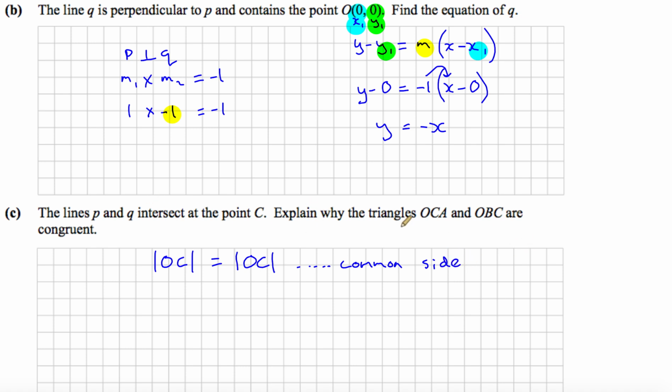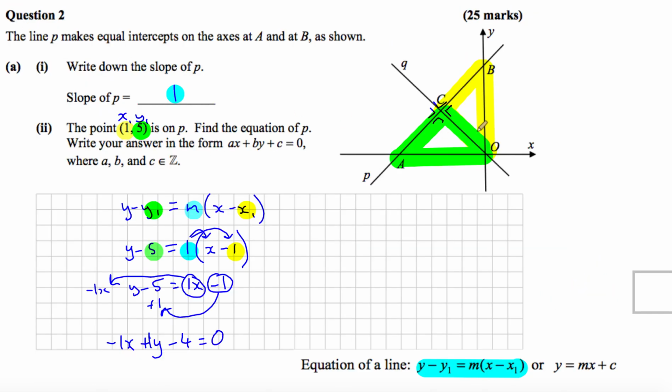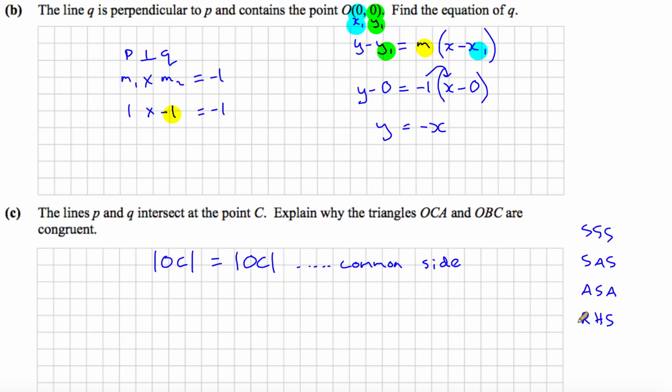So remember, when you're trying to prove that triangles are congruent, there's a few ways you can do it. You can prove either that the three sides are the same, side, side, side, that a side, an angle, and a side with the angle between the two sides is the same. You can prove angle, side, angle, or you can prove a right angle, a hypotenuse, and another side. These are 4 ways you can prove congruency. So because our two triangles are right angled, we've got one eye on this one here. So we've proved that OC is equal to OC because that's the common side in both triangles.